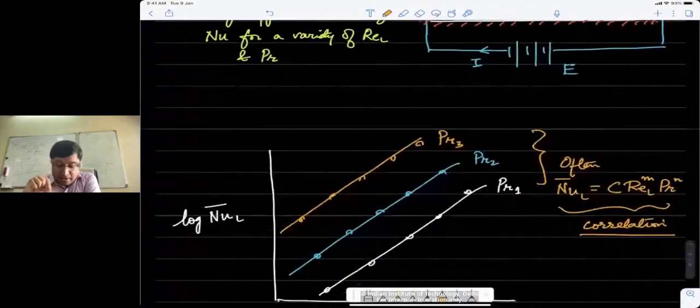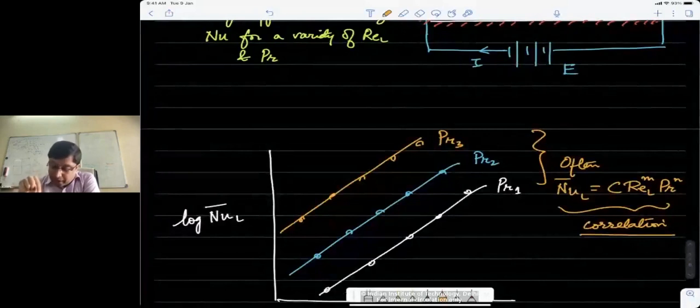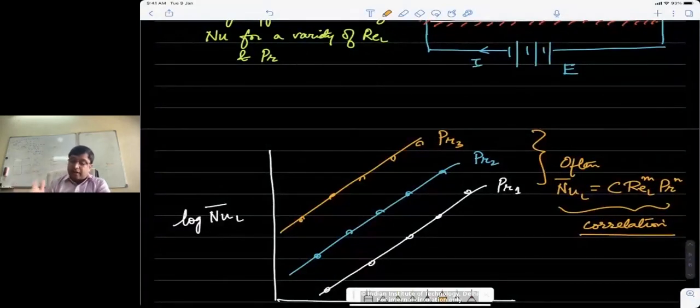So what we will do in this part of this course is, if we are solving a problem of heat transfer by convection, we can pick out an appropriate correlation, calculate the Reynolds number and Prandtl number for our choice of the fluid and the condition, and then use that correlation to calculate the Nusselt number, and from the Nusselt number calculate the heat transfer coefficient.